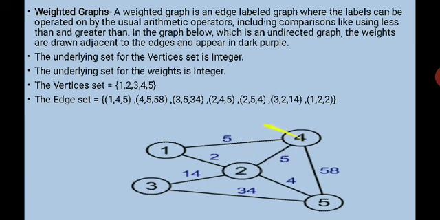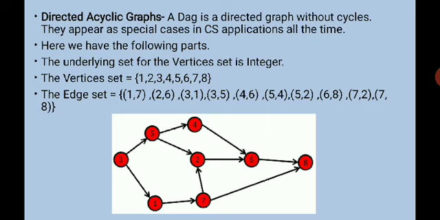Okay, then there's this directed acyclic graph. It is also known as a DAG. It is a directed graph without cycles, right? They appear as special cases in CS applications all the time. See, there's no cycle in there. It appears like a cycle, but it's not. It appears like it closes from 1 to 2 to 5, but it doesn't form any cycle. So it is directed acyclic: direction plus no cycle. The vertices are 1 to 8, and the edge set is 1 to 7, 7 to 2, 2 to 6, 6 to 8, 7 to 8, 5 to 4, 5 to 2, 3 to 5, and 3 to 1.